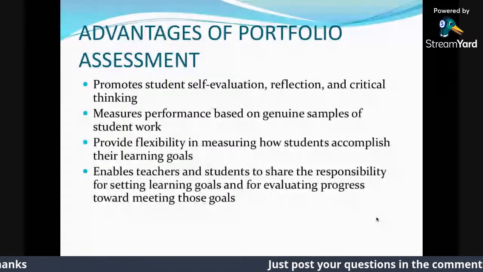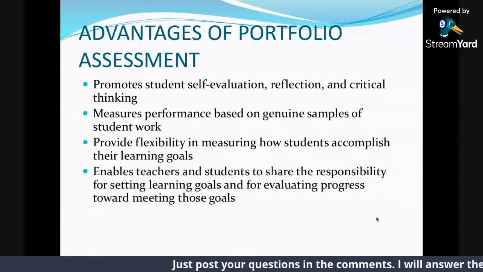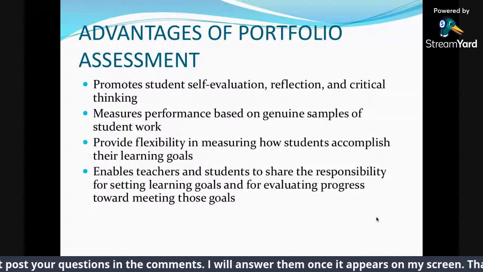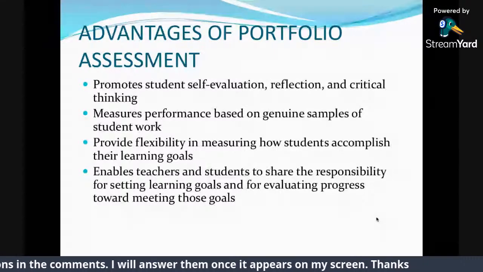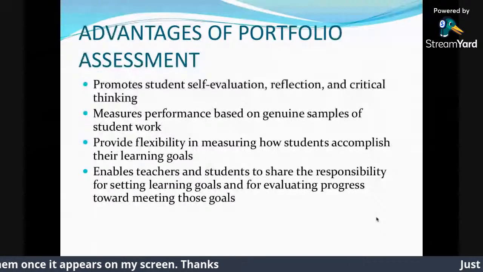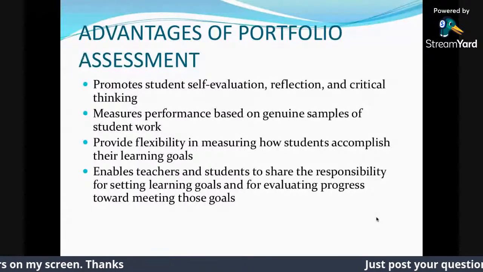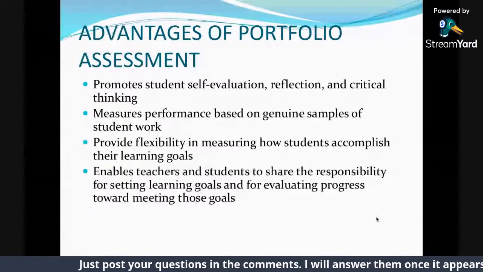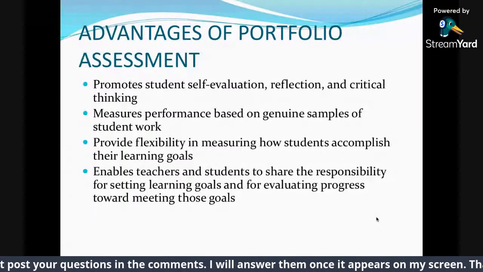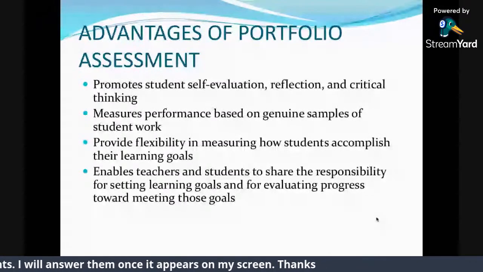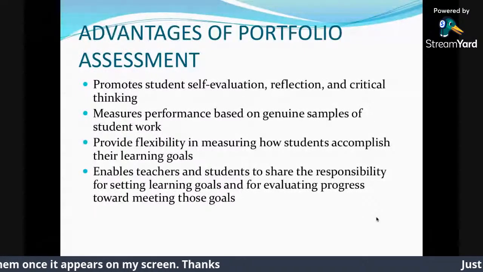Then we have enables teachers and students to share the responsibility for setting learning goals and for evaluating progress toward meeting those goals. Like what I said, this is a collaborative work between the teachers and the students. Thereby, both of them do share a responsibility in evaluating and in setting the goals, evaluating the progress of the goals, of meeting the goals. Ano, nami-meet ba natin yung learning goals na isinet natin? Okay.